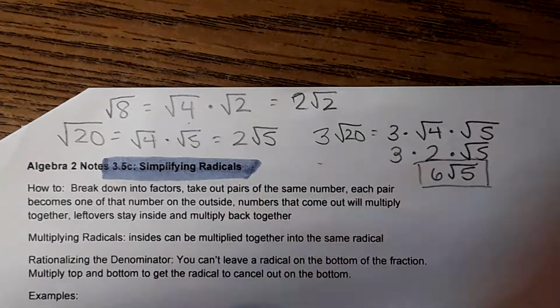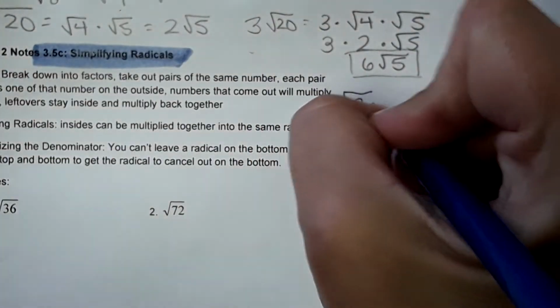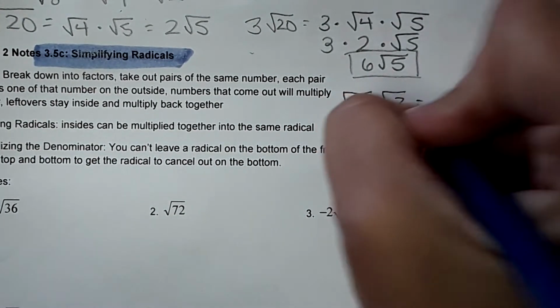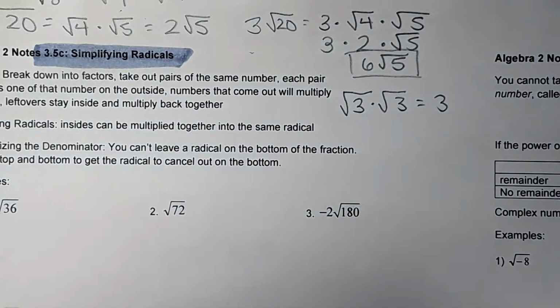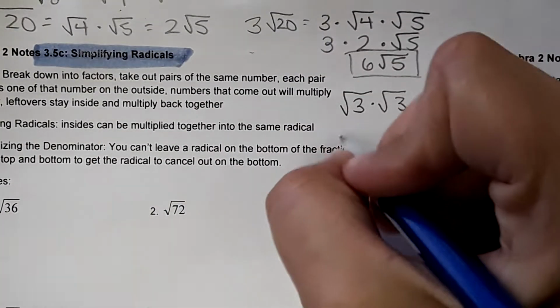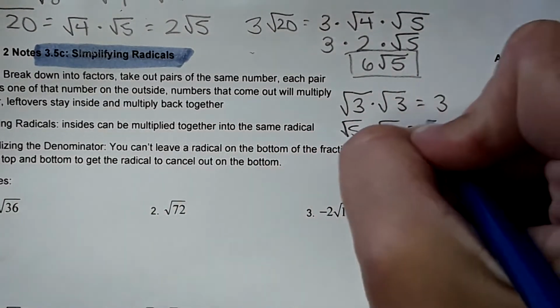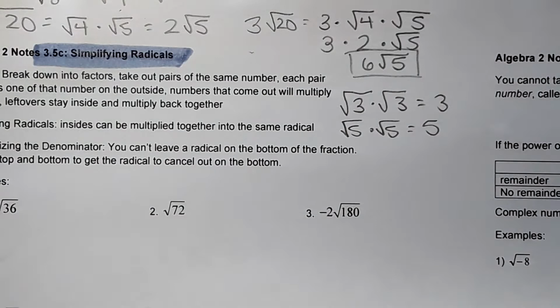Something else to note, another thing that comes up in this is if you have square root of 3 times square root of 3, that would just equal 3. So that would work for anything. Let's say square root of 5 times square root of 5 would just equal 5. Easy enough? Okay, so now we're going to be incorporating that into these problems.